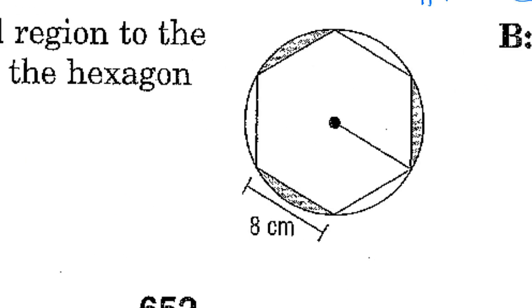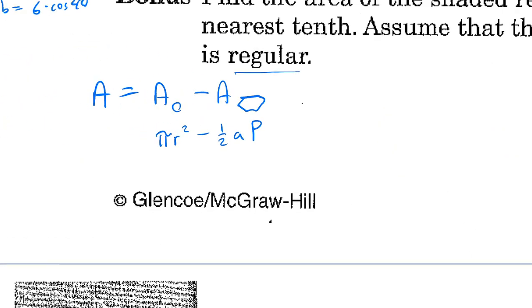In a regular hexagon, 360 divided by 6 gives 60, so this is the equilateral 60, 60, 60. So we know the radius of the circle is 8. That's already pi times 8 squared minus 1/2. We need to find the apothem, and the perimeter is just 6 times 8, which is 48.